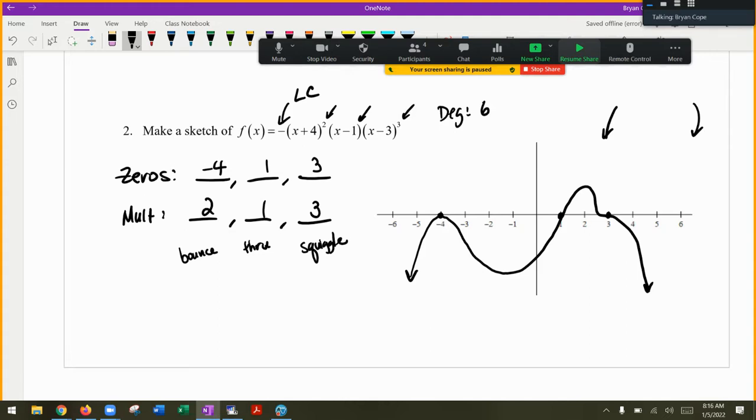You add them to get the total degree. Right? So it's 2 plus 1 plus 3. There's a 1 there. Even since there's no number there, that's going to be a 1.